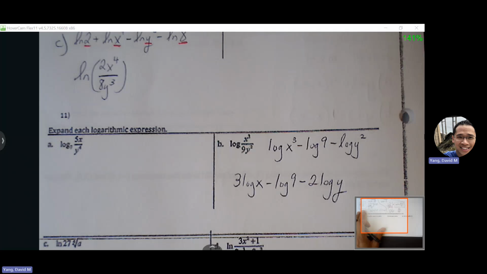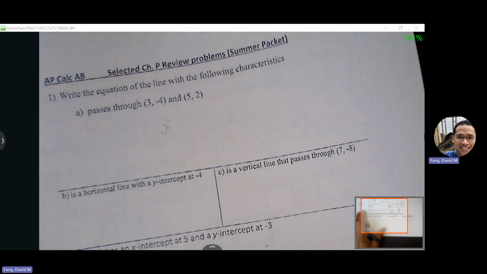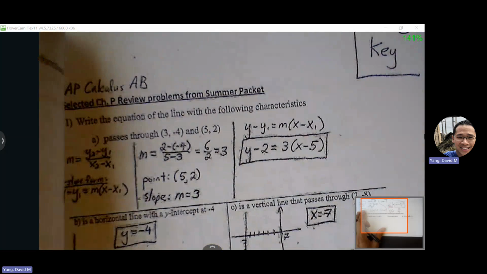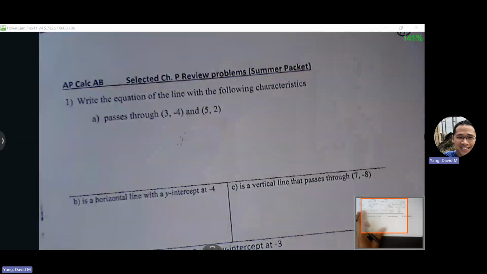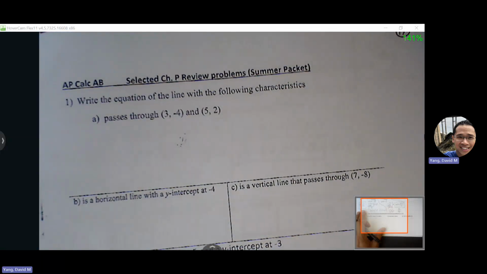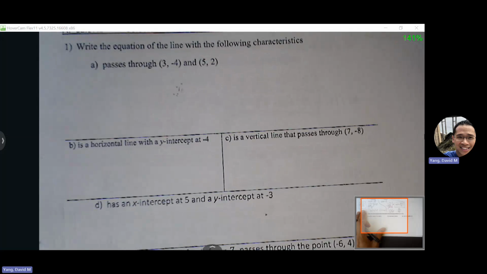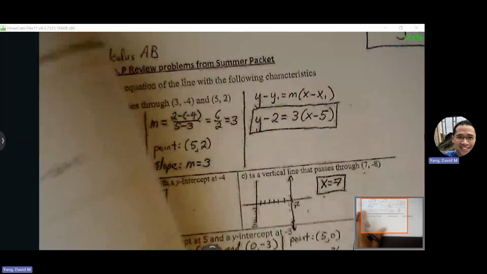Okay, questions? Okay, let's see. Page 17 and 18, I have the key attached directly for those on the back. Yeah, page 17 is just more writing equations of lines. So you guys can try that later.